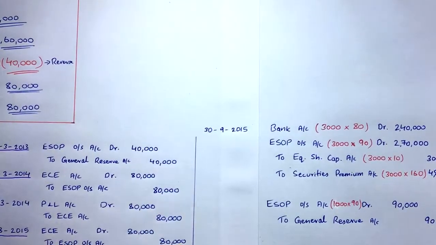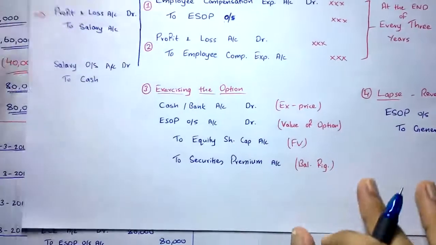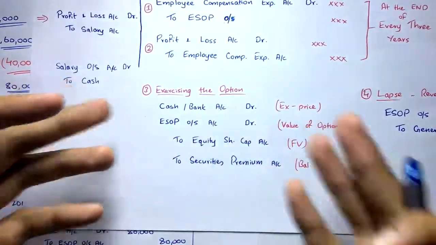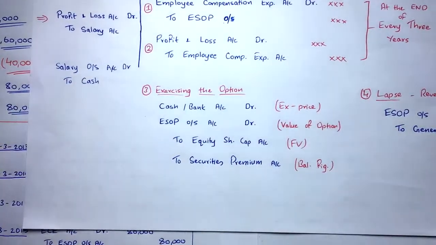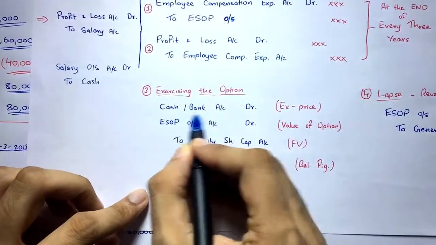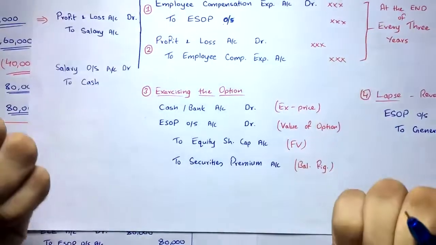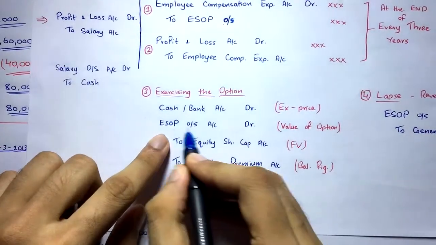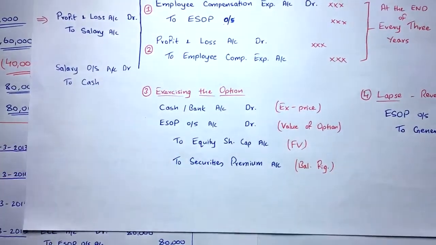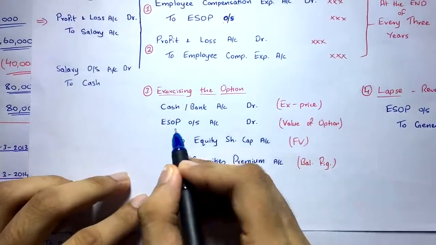Let me tell you this again. I have told this in the previous video. See here, exercising entry, cash or bank account debit, exercise price. Always, cash and bank account will play its game on exercise price. Yeah, because that's the money we are getting, right? Exercise price. And then ESOP outstanding account always plays its game on value of option. ये हमेशा खेलेगा value of option पे. क्यों value of option पे?